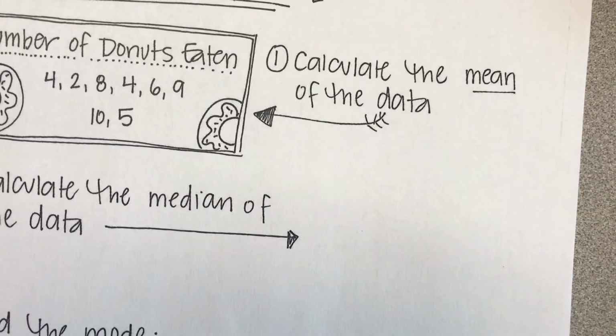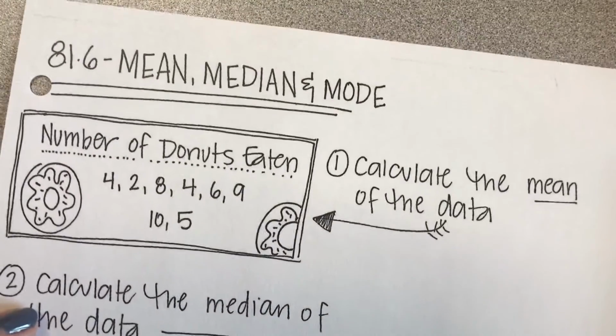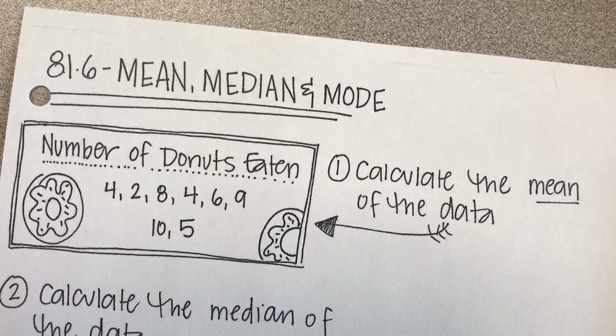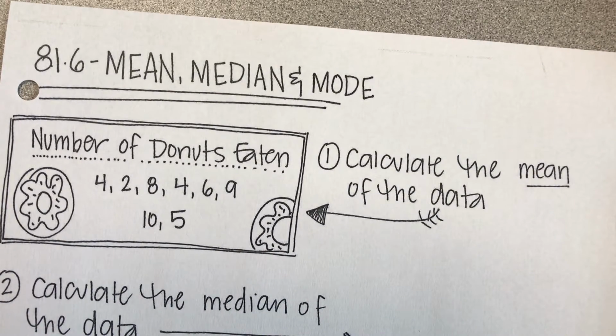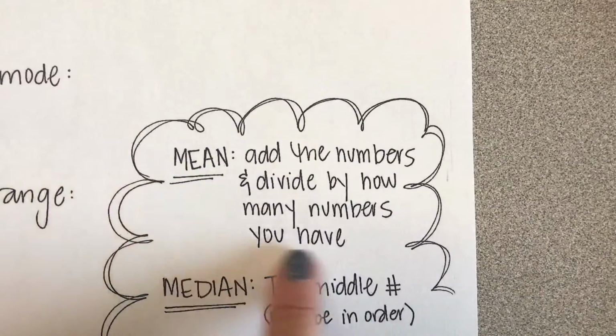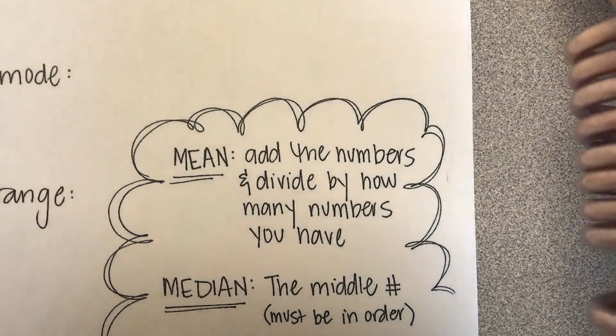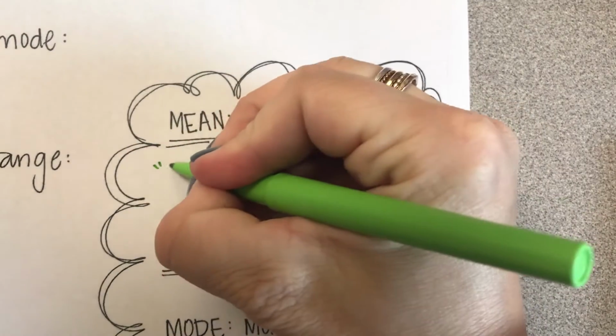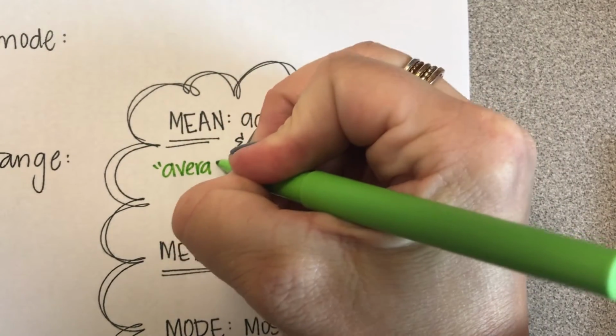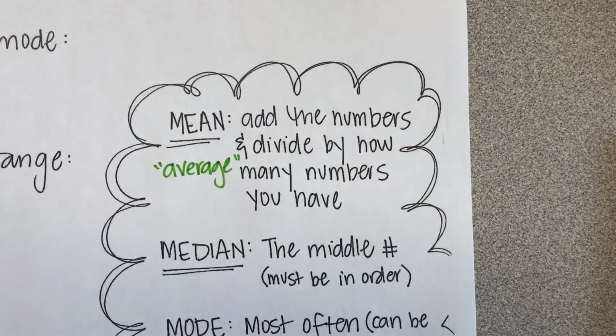Okay, today we're going to talk about three methods of what is called central tendency, and those three methods are mean, median, and mode. So, mean, and I put them down here, is where you're going to add the numbers together and divide by how many numbers you have. This is just another word for average, right? If you average something, you're finding the mean.